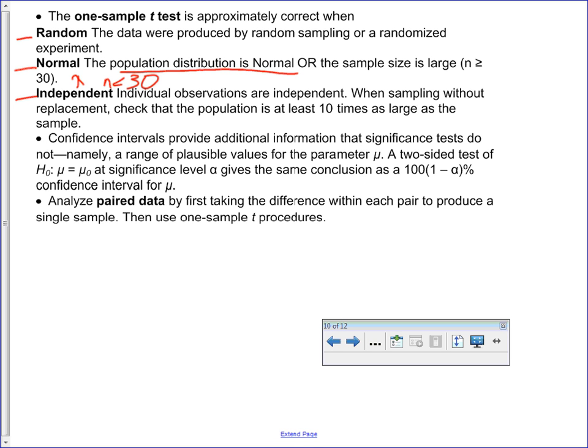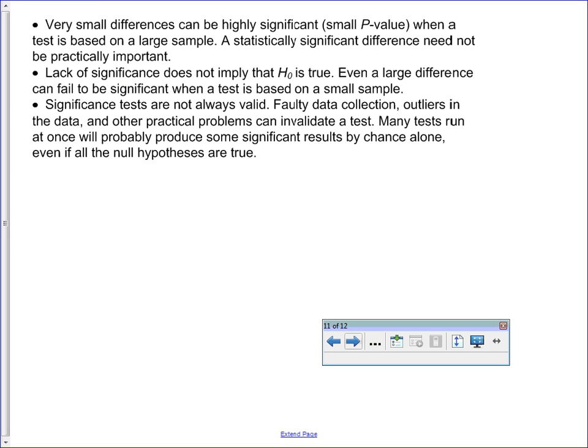We're talking about confidence intervals and their link to two-sided tests. We talked about that in class. We talked about paired data. And then we talked about using tests wisely. And these generally don't come up on FRQ questions, but they will come up on multiple choice questions. So we have to understand the limitations of the tests.